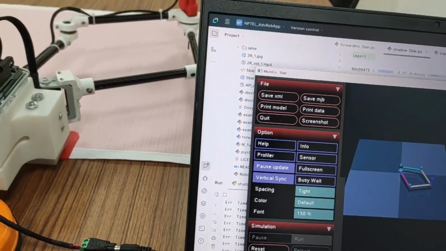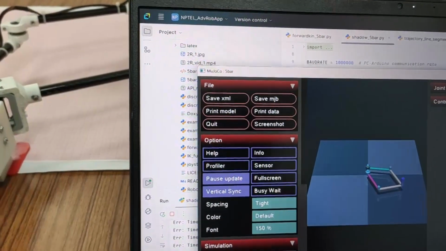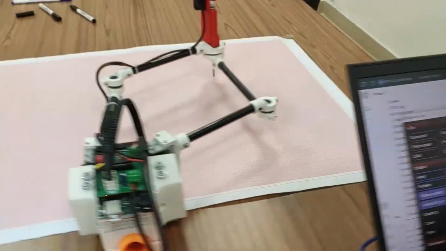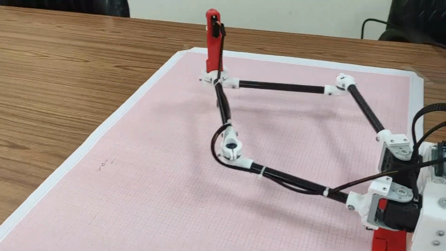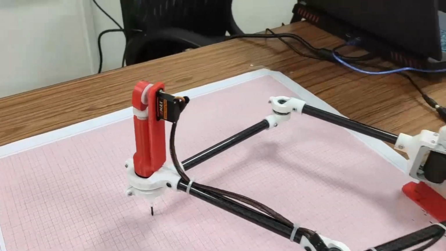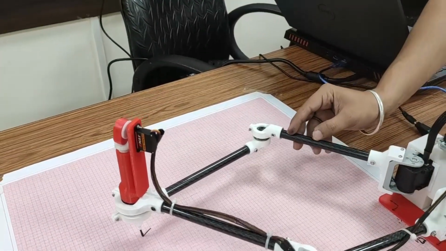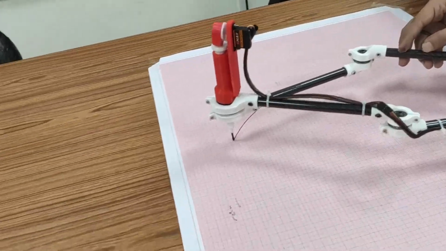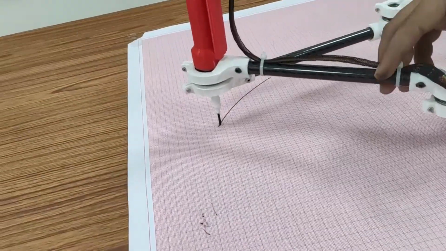So what we'll do is, this is some kind of teaching. Here we have brought it to this position, and then we can store this position. Okay, so it has come down and it has marked. Then I can move it and follow this trajectory. For example, I'm following this trajectory.